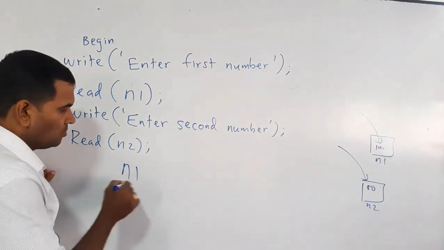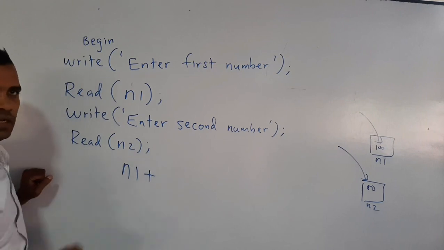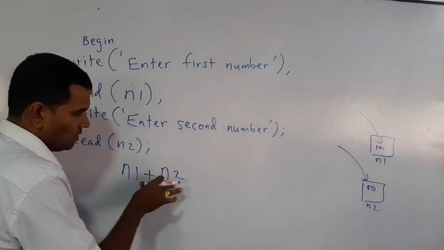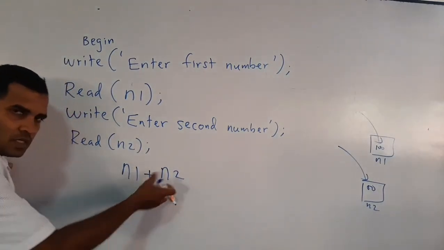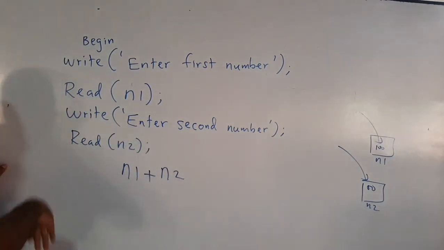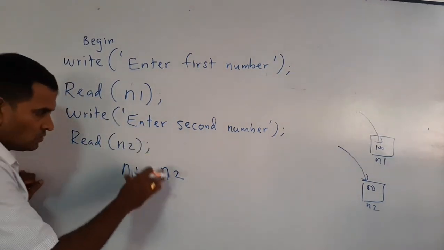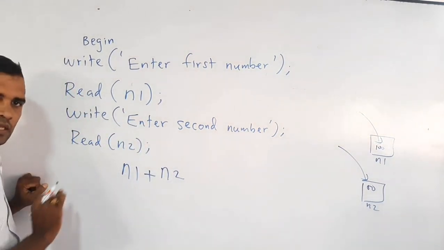For adding two numbers, we must use the plus symbol. Plus. Where is my second number? In N2, right? So N2. So N1 plus N2, both of them are added and the result must be saved in another box. I'm going to tell my computer to save this result in another place, in another box.